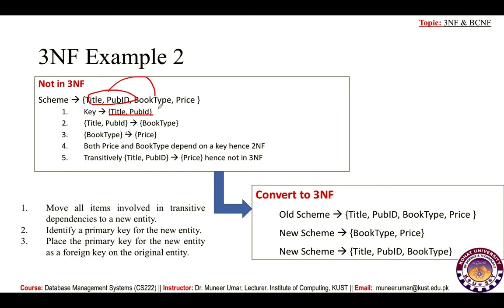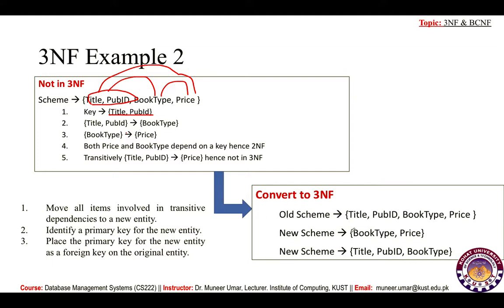The book type is determining the price. So according to these functional dependencies, we can assume that the book title and pub id will also determine the price due to the transitive dependency rule. So since there is transitive dependency, this is not in third normal form, and we must decompose this table into two new tables to eliminate this transitive dependency.